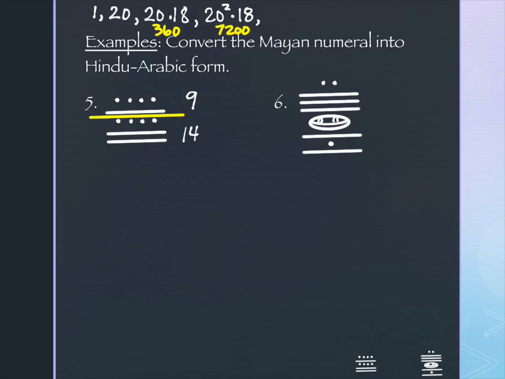7,200. And we'll do just one more, but we could keep doing this indefinitely, right? 20 cubed times 18. 144,000. All right, so we could go on like this indefinitely. Those numbers work out a little bit nicer than the Babylonians. They do. That times 18 in there gives us some very nice numbers, actually.